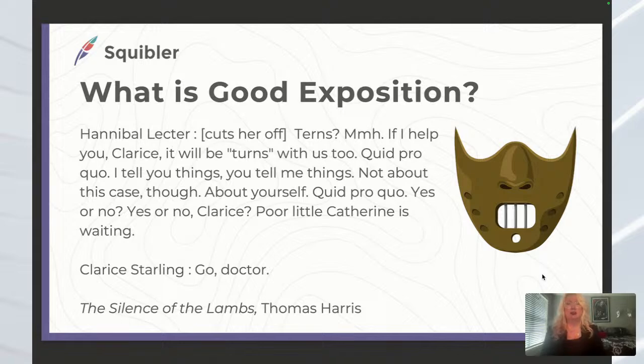Clarice says, "Go, doctor." And from there, they're going to go back and forth where Hannibal is going to be interested in things about Clarice and her upbringing, and Clarice is trying to get information from him about the serial killer who has kidnapped Catherine.